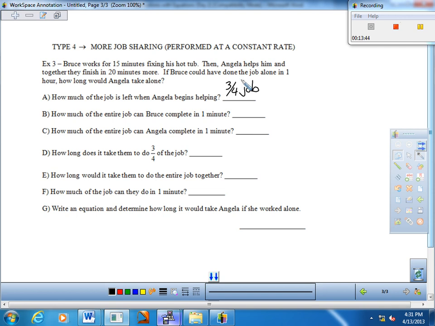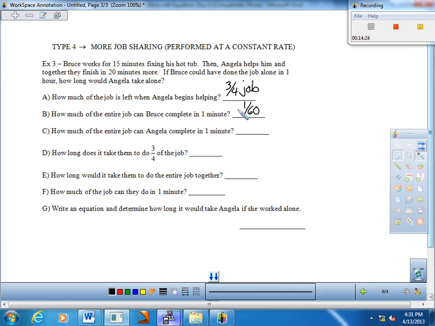Okay, so let's go to letter B. How much of the entire job can Bruce complete in a single minute? So you start the stopwatch on Bruce. 1 minute later, you stop the stopwatch. How much of the job can Bruce complete? He can do a 60th of the job. It takes him 60 minutes, and we talked about this. This is basically a rate, so to speak. And so he can do a 60th of the job in a minute.